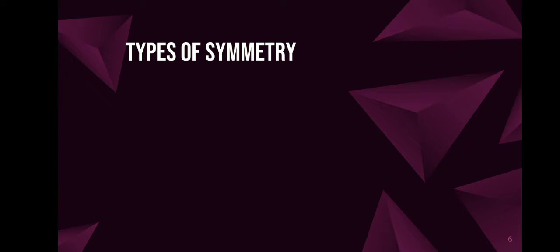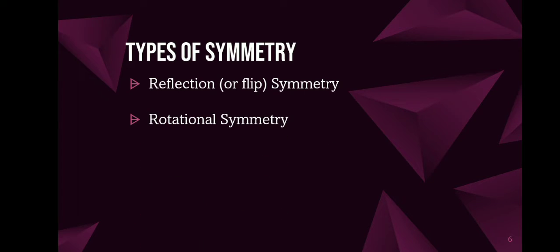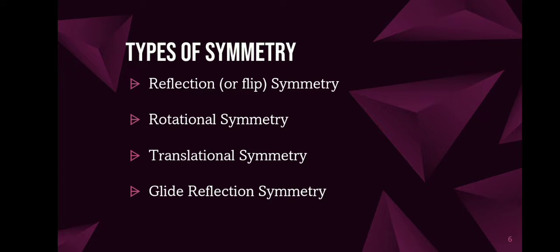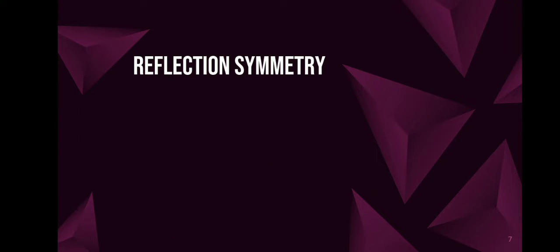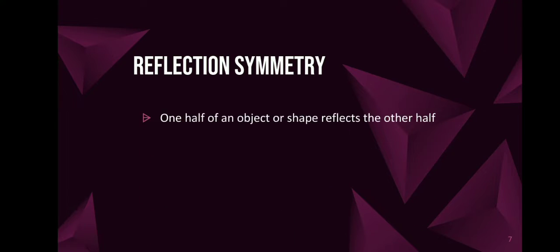Symmetry has four types, namely reflection symmetry, rotational symmetry, translational symmetry, and glide reflection symmetry. But first, we are going to explain reflection symmetry. Reflection symmetry is when one half of an object or shape reflects the other half. It is also called mirror or line symmetry.